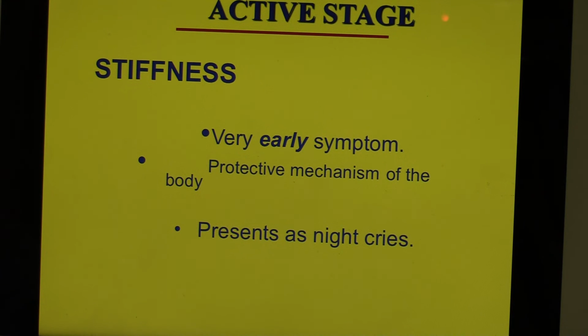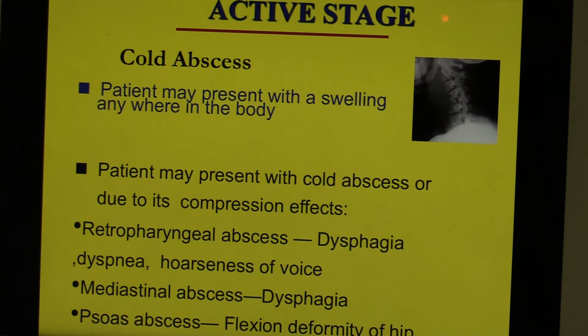What does that mean? During deep sleep, the muscle spasm relaxes, and the vertebral bodies are allowed a shearing motion while turning in the bed, and the moment the patient takes some turn, some twist while sleeping, the inflammation and severe pain occur and muscle spasm comes into force, and that is what is called night cries.